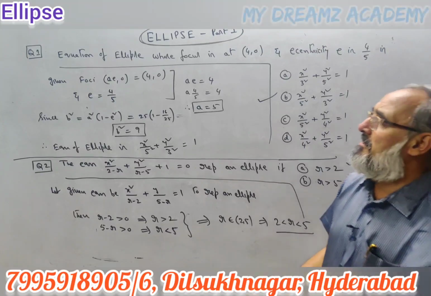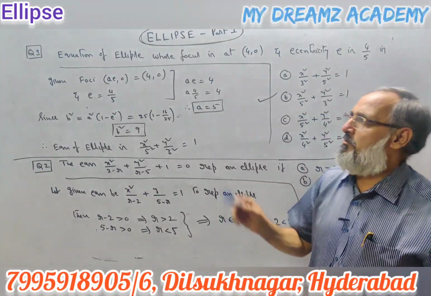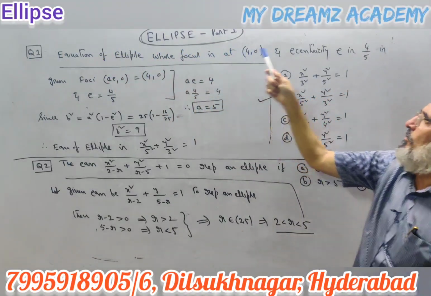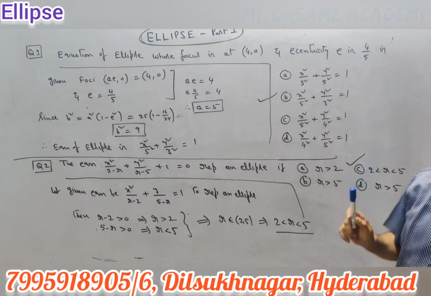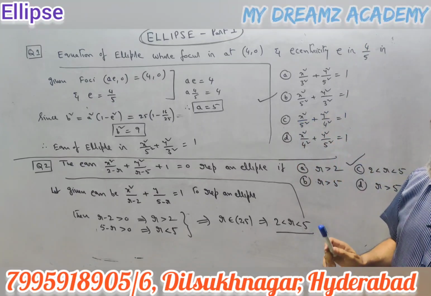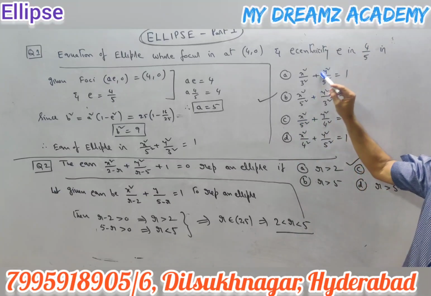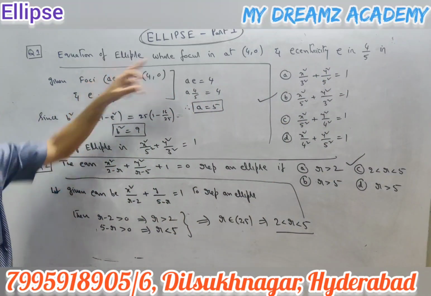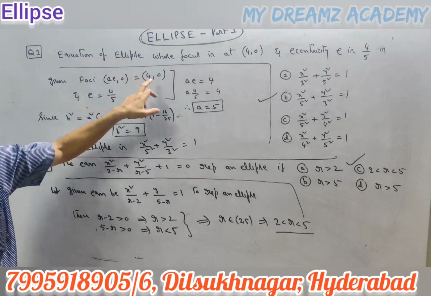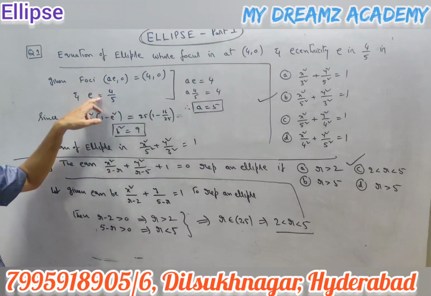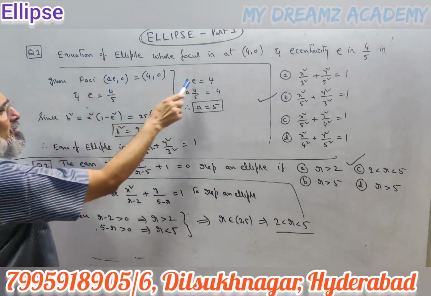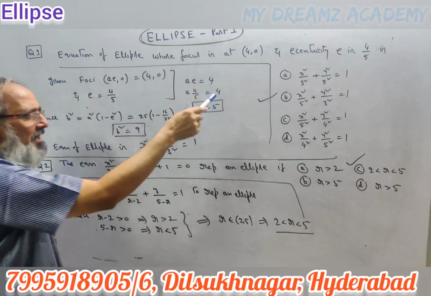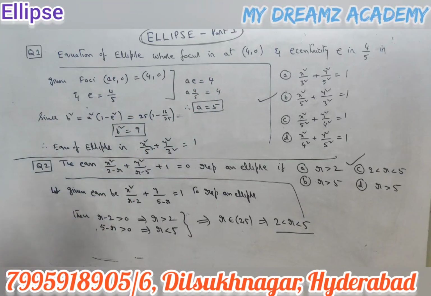Yes, in this conic section of the ellipse concept, the first question: equation of the ellipse whose focus is given at (4, 0) and eccentricity e is 4 by 5. When focus and eccentricity both are given, what will be the equation of the ellipse? How to start: the focus is given as (4, 0), that is (ae, 0) is (4, 0), and eccentricity e is 4 by 5. From these two, ae equals 4, a into 4 by 5 is 4, 4 cancels, we will get a value 5.